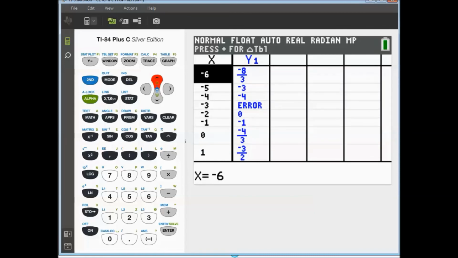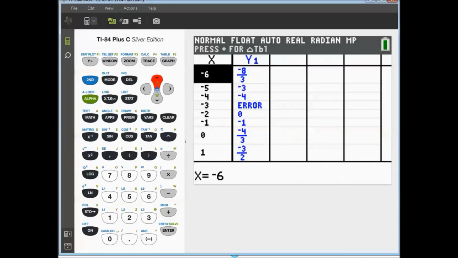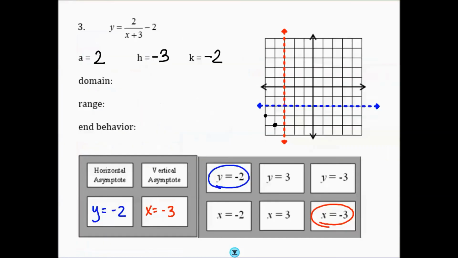So I see 4 points that are integers. I have (negative 5, negative 3), (negative 4, negative 4). And then I also have (negative 2, 0) and (negative 1, negative 1). Okay, and then I can connect those points, making sure that my graph approaches the asymptotes.